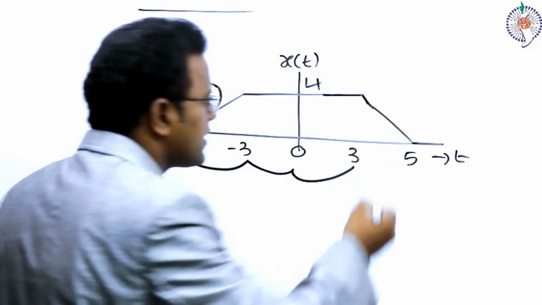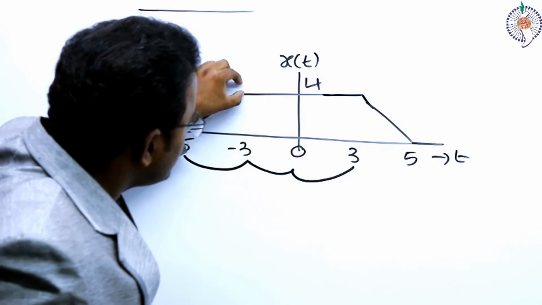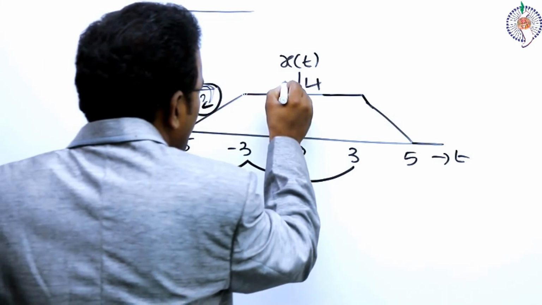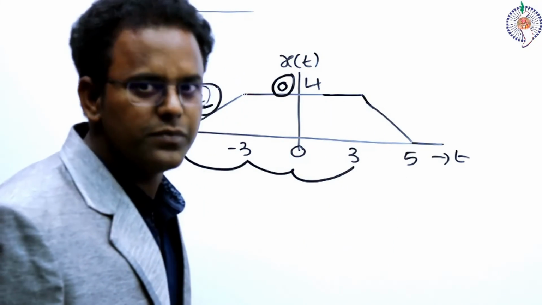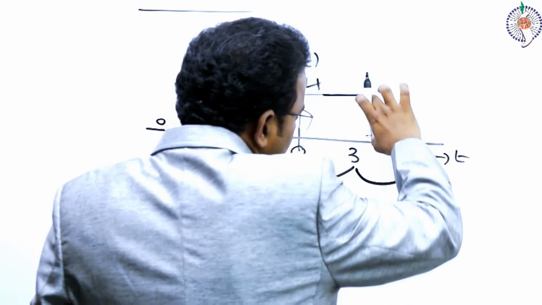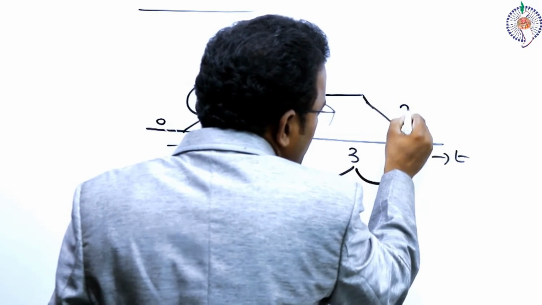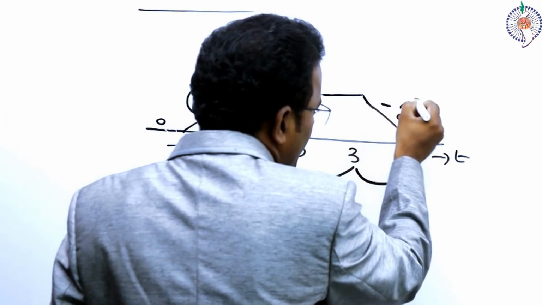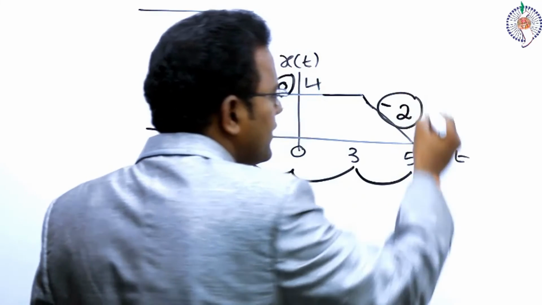Minus 3 to plus 3. Is there any change in the y-axis? No, 0. 0 by anything is 0. Lines parallel to the x-axis have slope 0. 3 to 5: change in y is 4, change in x is 2, so 4 by 2 is 2. Decreasing means negative, so the slope is minus 2. After 5, no signal, 0.